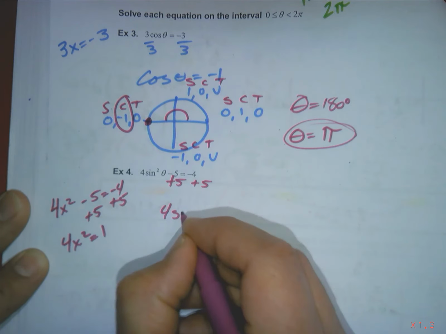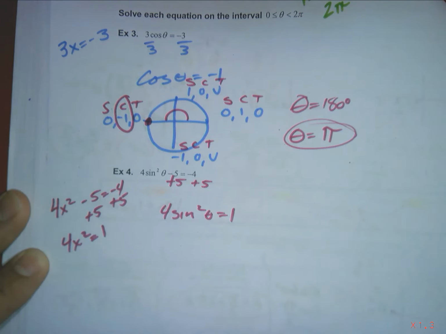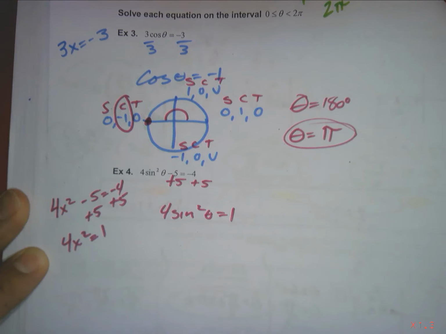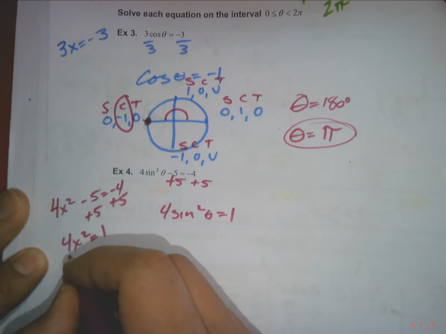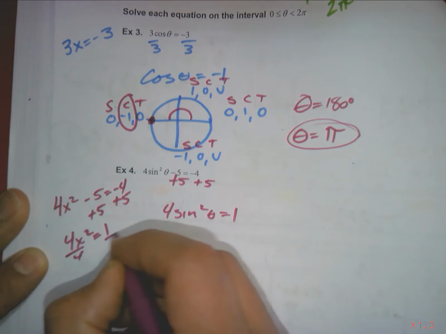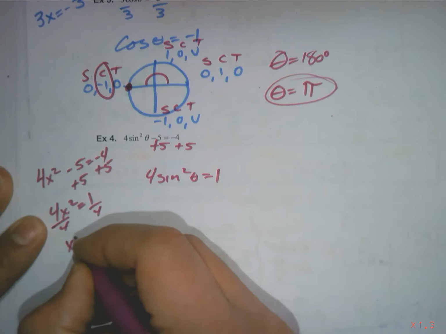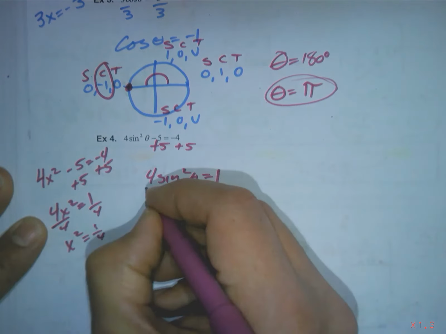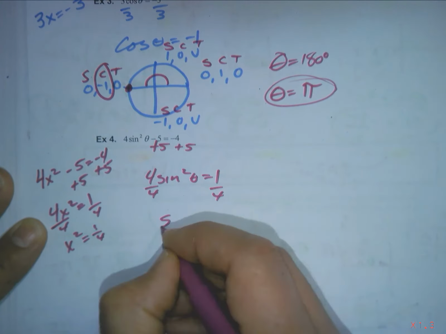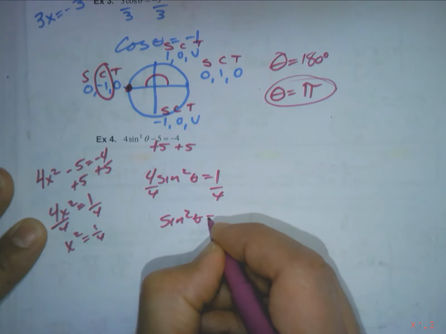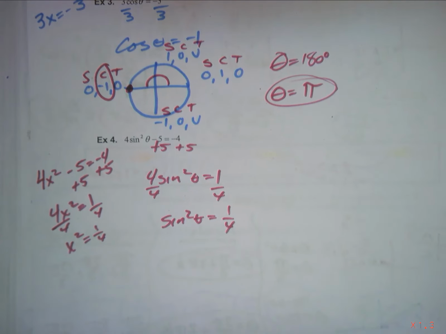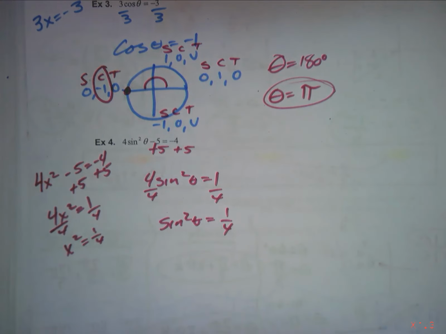That's 4 sine squared of theta equals 1. And then second to last step, what do we do here? Divide by 4, divide by 4. We get x squared equals 1/4. Divide by 4, divide by 4. We get sine squared of theta equals 1/4. Same idea, right? And now we would square root both sides.